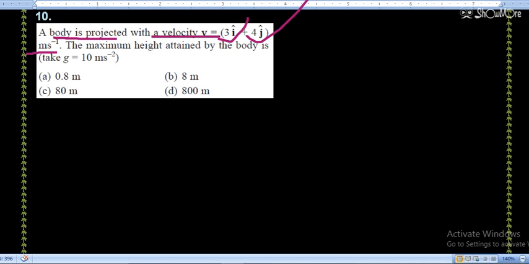Yes. So now the last question is, a body is projected with the velocity v, and v is given by 3 i cap plus 4 j cap. The maximum height attained by the body, take g equal to 10 meter per second squared. So here students, basically the body is projected, so here we have to take a triangle. Let's suppose this is a right angle triangle.